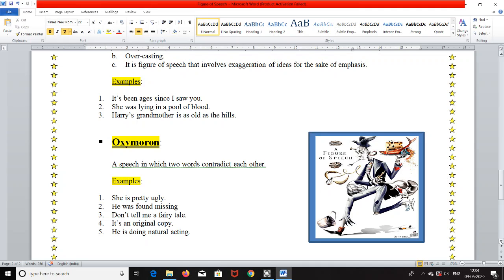Another one is he was found missing. Found and missing. Don't tell me a fairy tale. It's an original copy. Original and the copy. He is doing natural acting. One is acting, another one is natural. So this is oxymoron, when two words are in a sentence and they contradict each other.